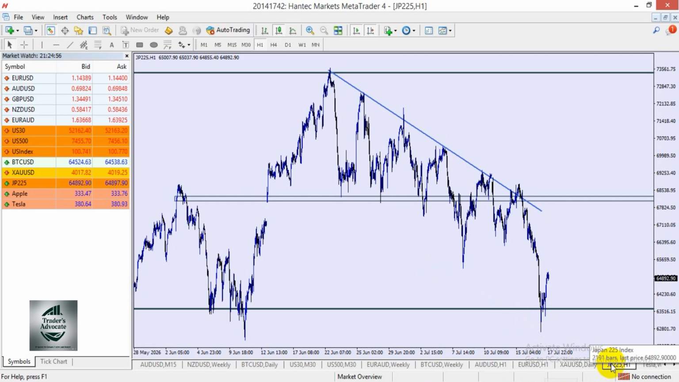Japan 225. I saw this trade, guys. I don't normally trade this. A friend of mine actually recommended it. So look at the trade for me and see what's going to happen. I told him it's going to sell, and what happened? It came all the way to the downside. I'm going to explain what happened.